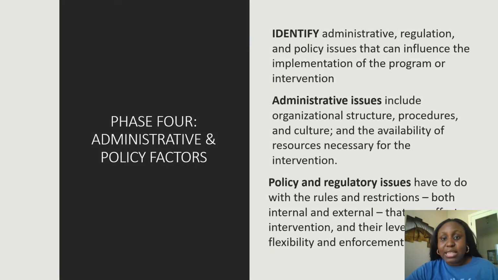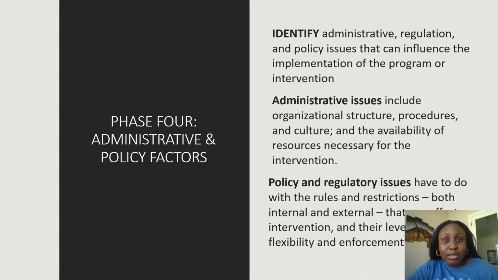Last phase is identifying administrative, regulation, and policy issues that can influence the implementation of the program or intervention. Administrative issues could include organizational structures, procedures, culture, availability of resources necessary for an intervention. And policy and regulatory issues usually have to do with the rules and restrictions, both internal and external, that could affect the implementation of your program.